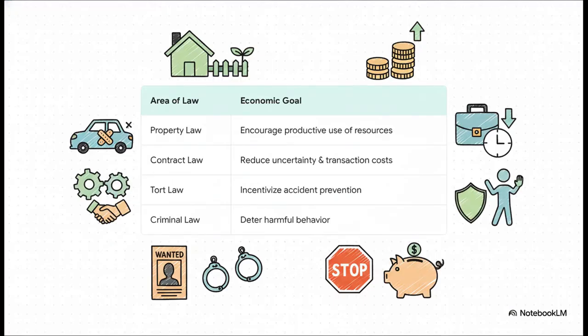You see this economic logic running through the entire legal system. Property law gives you secure ownership of your home, which creates a huge incentive for you to invest in it and take care of it. Contract law makes promises legally binding, which lowers the risk of doing business. Tort law, which covers accidents, makes people liable for the harm they cause, giving everyone a really strong incentive to be more careful. And of course, criminal law directly raises the cost of harmful acts to try and stop people from doing them in the first place.